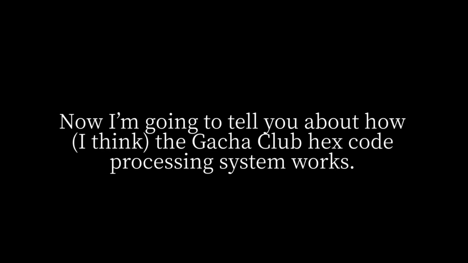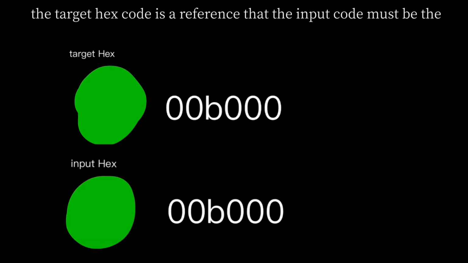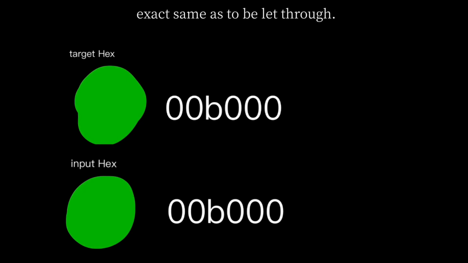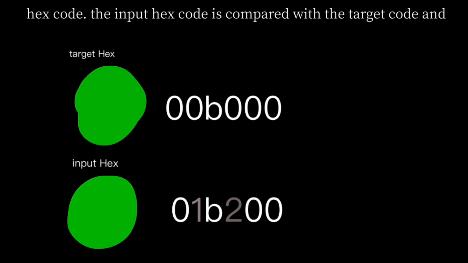Now I'm going to tell you how I think the Gacha Club hex processing system works. There are two hex codes, the target code and the input code. The target hex code is the reference that the input code must be the exact same as to be let through. A slight change in color can cause a radical change in the input hex code.